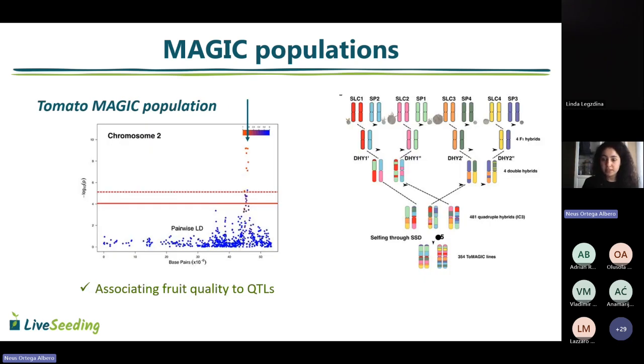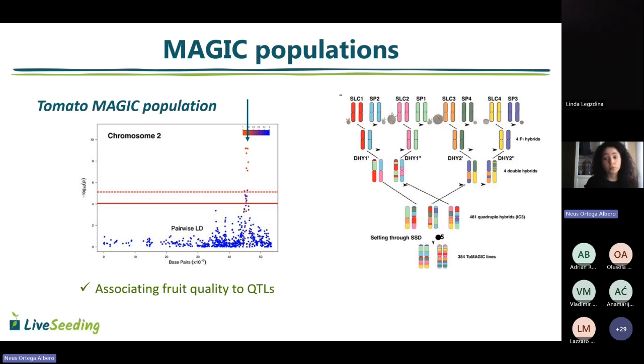A lot of populations have been developed in tomato. This population is based on an 8-parental first intercross. With this population, they have associated some QTLs to fruit quality traits like color, sugar accumulation, and acid accumulation. So with this magic population in tomato, they have been able to associate QTLs to fruit quality, which is very interesting to improve quality or flavor in tomato, which has been a concern in the last years for tomato producers.